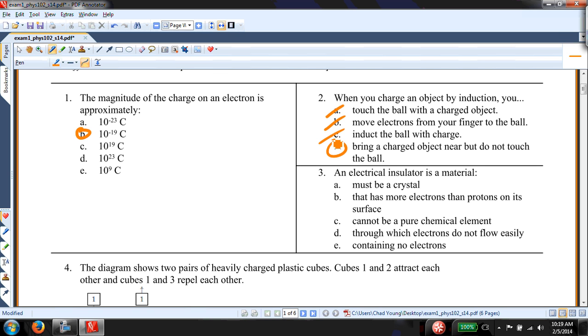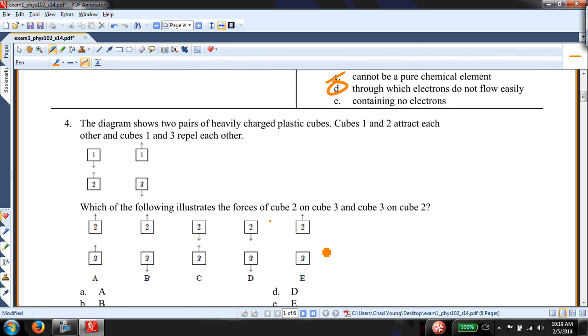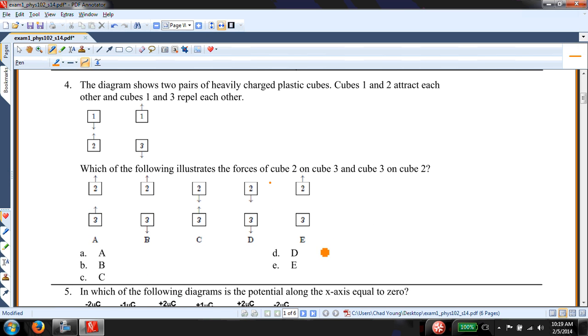An electrical insulator is a material which of these? Must be a crystal? No, not necessarily. Has more electrons than protons on its surface? No. Cannot be a pure chemical element? No, no, no. Through which electrons do not flow easily. That's the right answer.